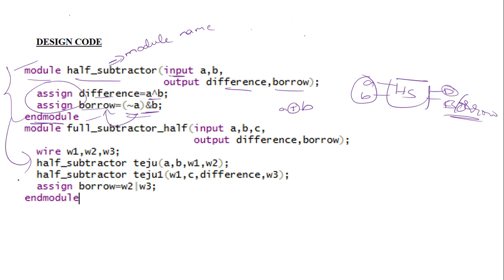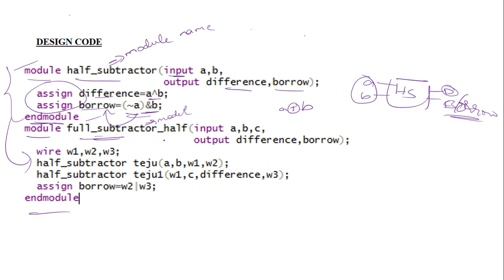By using this half subtractor code, we are going to design the full subtractor. How are we going to design it? Start with module and end with endmodule here. Again we have to write another module name for the full subtractor, whatever you want. I simply write module full_subtractor_half like that.